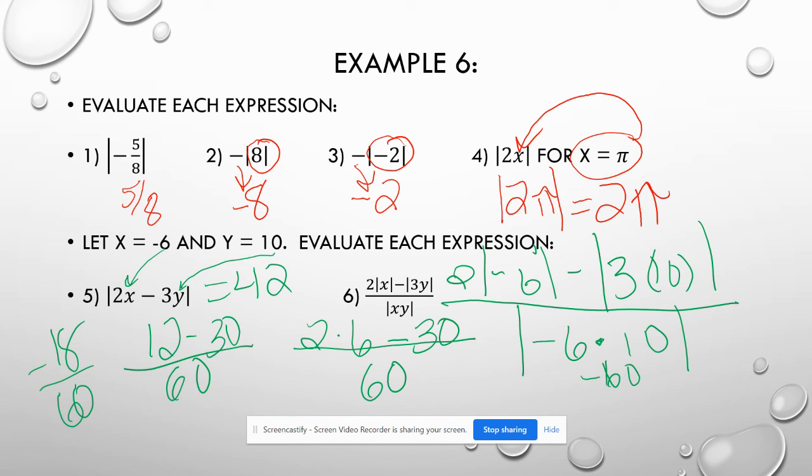And then we always want to leave things in simplest form. So 18 and 60 have a common factor of 6. When we reduce that, we end up with -3/10 for an answer.